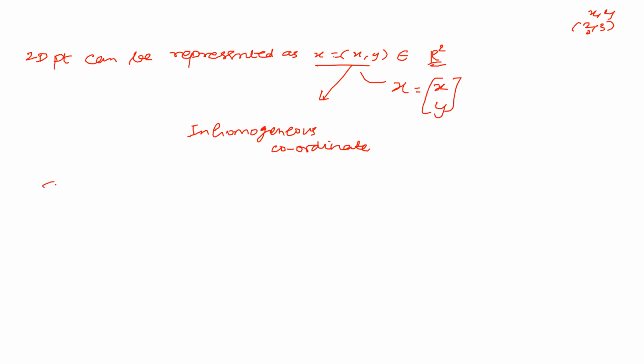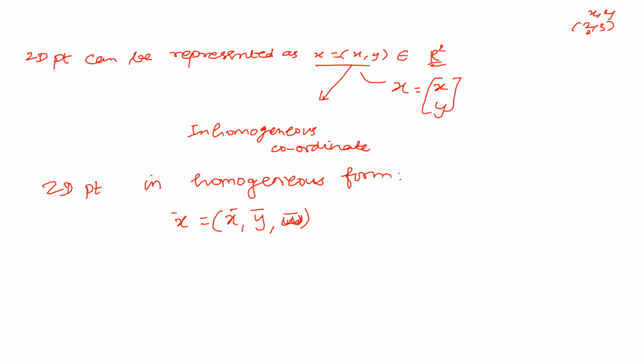So this 2D point in homogeneous form can be represented as x bar equal to (x bar, y bar, w bar). Additionally, I am adding one more parameter, w bar, in order to represent the data in projective space. Using a homogeneous coordinate, we can represent a point at infinity using projective geometry.